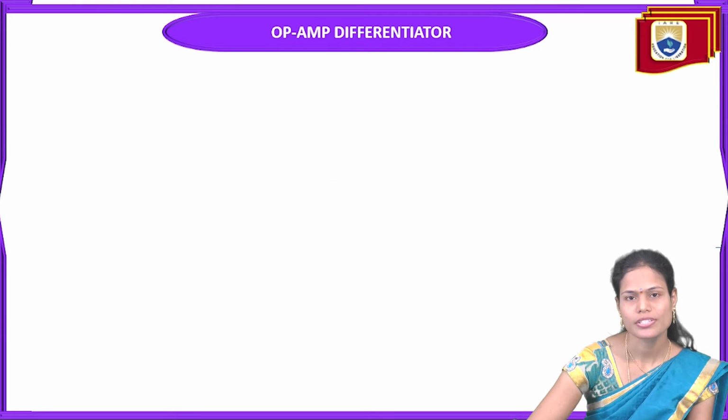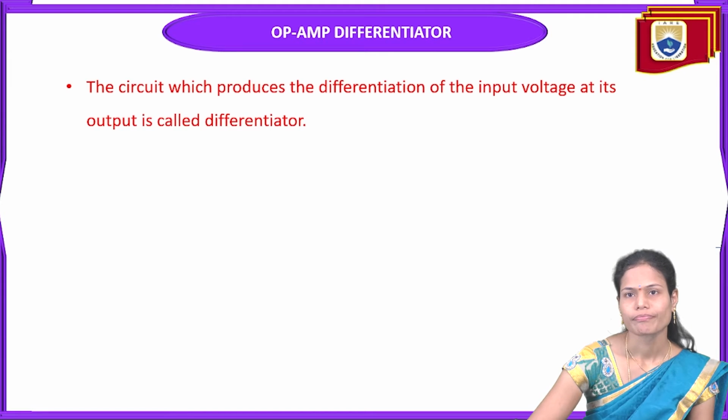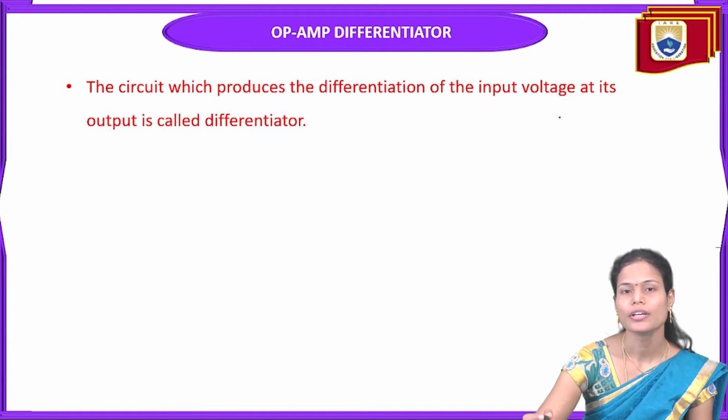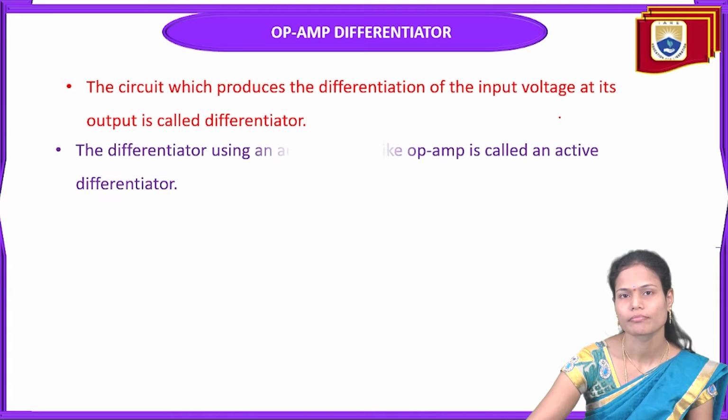Now we'll see the first linear application of the operational amplifier, that is the differentiator. We already know what is meant by a differentiator. The function of the differentiator is to differentiate the applied input signal. That's why we call it the differentiator. The particular circuit may be the operational amplifier differentiator or the normal differentiator, but the function is the same. It should perform the differentiation operation.